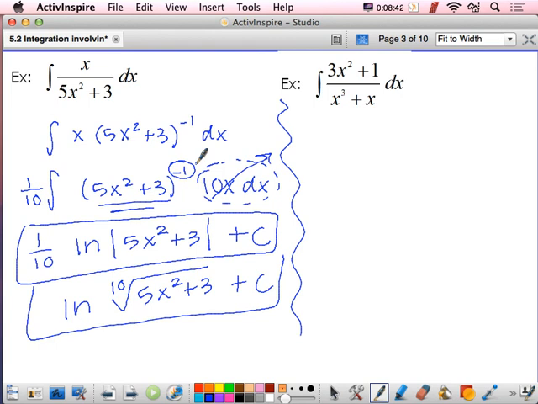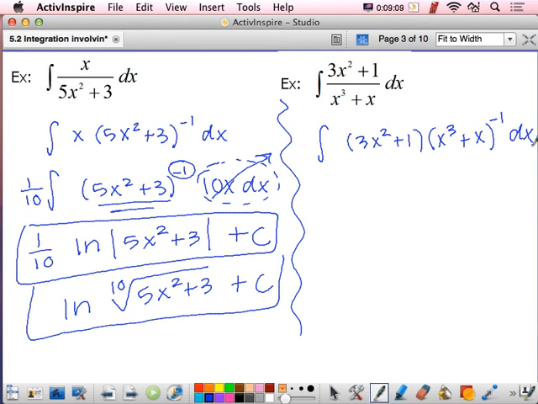One more, and then we'll stop. Let's look at the integral of 3x squared plus 1 all over x cubed plus x with respect to x. First thing we need to do is rewrite that. We'll keep the top. We'll bring the bottom up to join it. So we'll write the bottom to the -1 power.